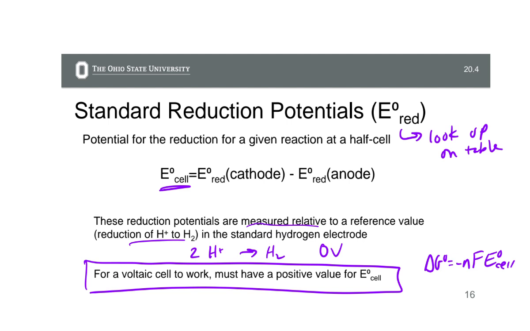So this is the relationship with the Gibbs free energy. Delta G equals minus nFE cell. So if our cell potential is positive, delta G is negative, and the reaction is spontaneous. Okay. So that is why we're going to be focusing on having a positive cell potential.